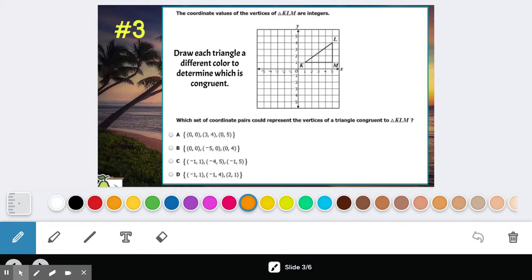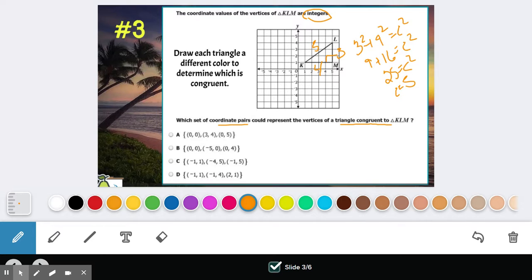The coordinate values of the vertices K, L, and M are all integers. That just means they're whole numbers. Draw each triangle in a different color to determine which is congruent. Which set of coordinate pairs could represent the vertices of a triangle congruent to KLM? So this side is 3, this side is 4. This is a right angle, so I know that's perpendicular, so I can do 3 squared plus 4 squared equals c squared. It's going to be 9 plus 16 equals c squared, or 25 equals c squared, or c equals 5.